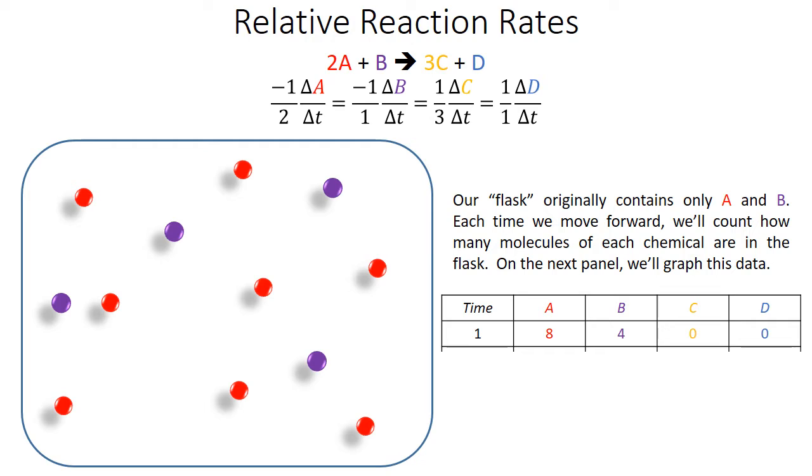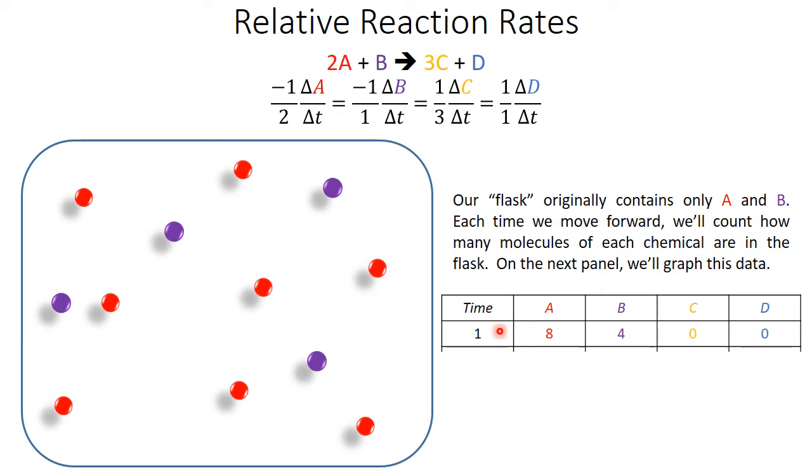We're now going to carry out a dry experiment with this reaction. Our flask currently contains only A and B. So the A are the red molecules and the B are the purple molecules. We're going to move forward a few steps in time, and at each step we're going to count how many molecules of each chemical are in the flask.